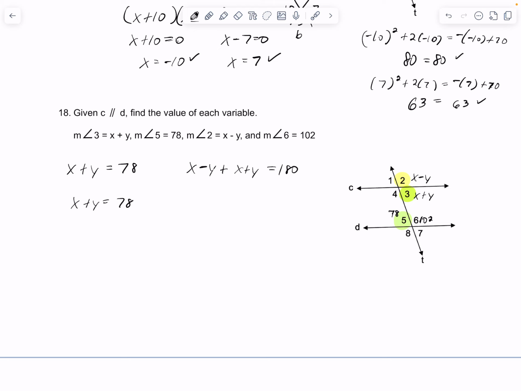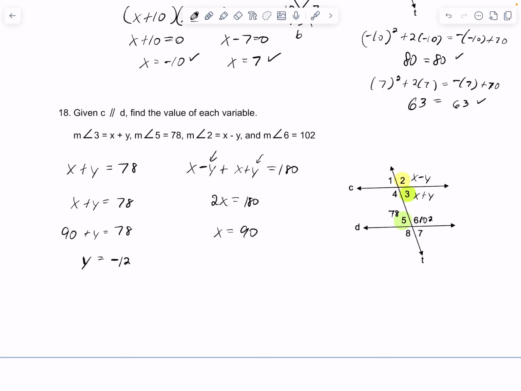When I look at this one on the right, you'll notice that the minus y and the plus y, when you add this together, you get 0. So x plus x is 2x. So x is equal to 90. Okay, so now if I know what x is, I can replace this with 90 and solve for y. So y equals 78 minus 90, which is negative 12.